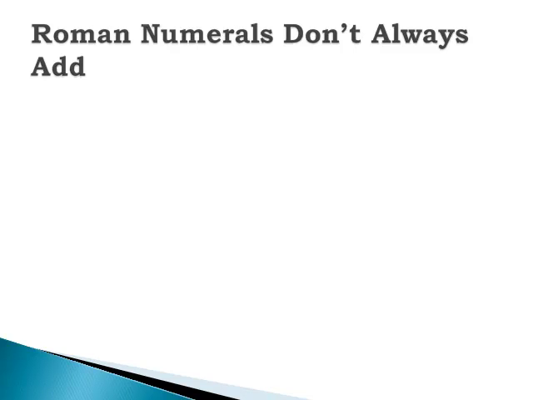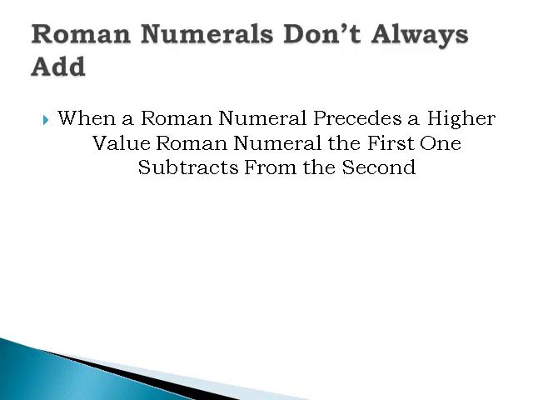But Roman numerals don't always add. When a Roman numeral precedes a higher value Roman numeral, the first one subtracts from the second one. So IV equals 4 instead of 6, where that is represented by a VI, because in the 4, the I is the smaller number first, and therefore is being subtracted from the larger number that follows it.